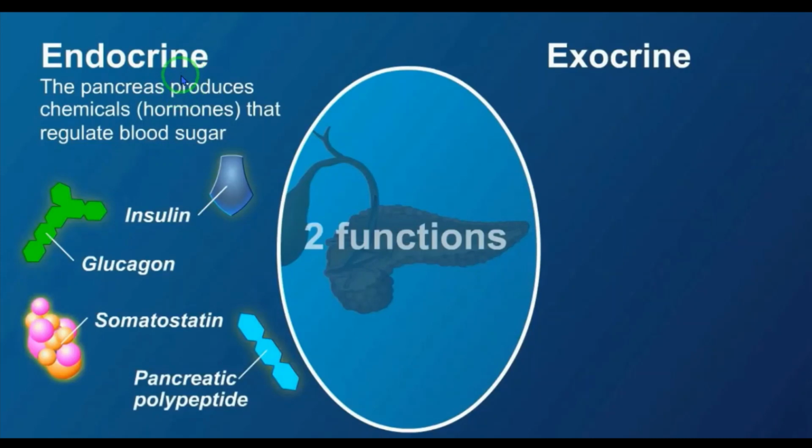The islets of Langerhans consist of 2 types of cells: alpha cells and beta cells. The alpha cells secrete glucagon and the beta cells secrete insulin.